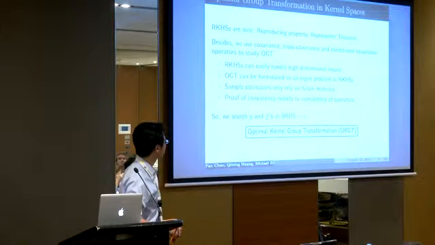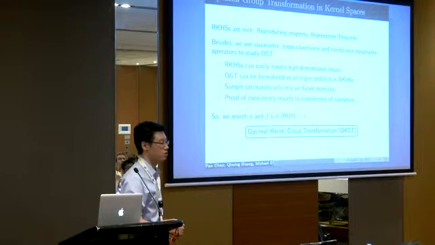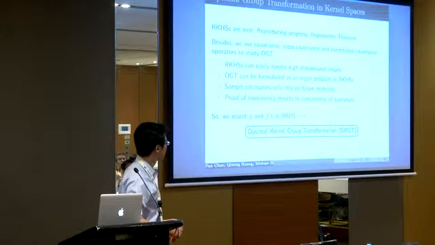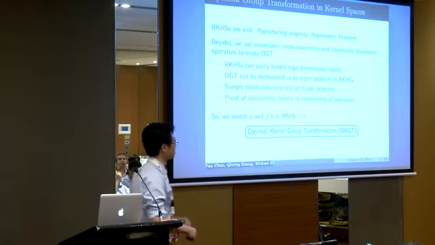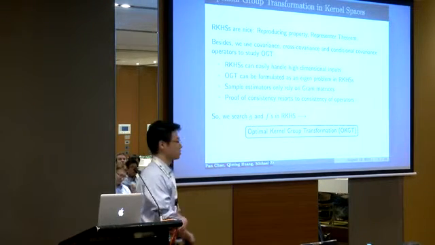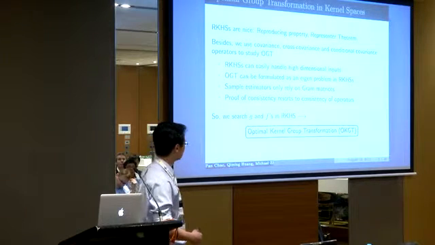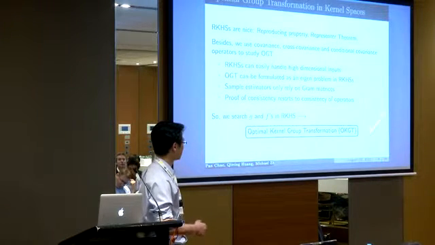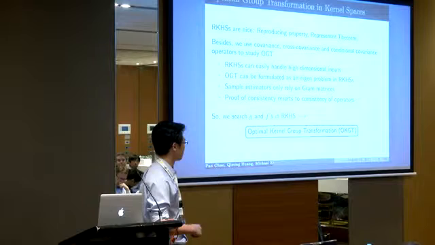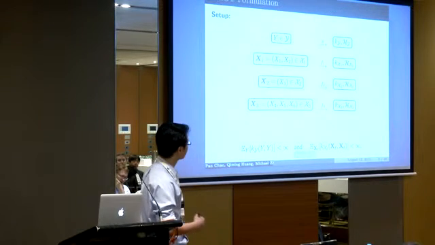Also, in this space, we can formulate our grouped transformation as an eigenproblem. The sample estimators only rely on the Gram matrices, and the proof of consistency is also simple. We coin this framework optimal kernel group transformation.